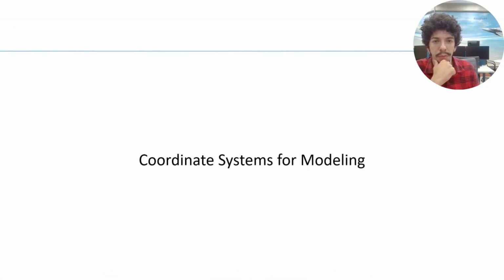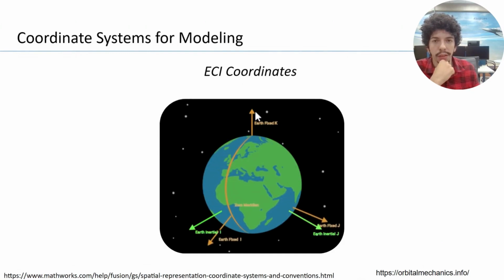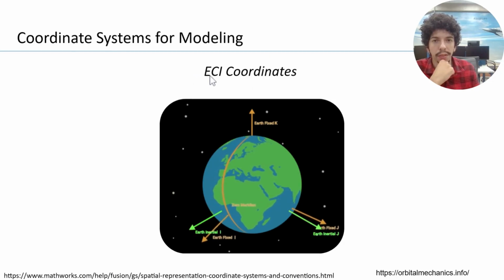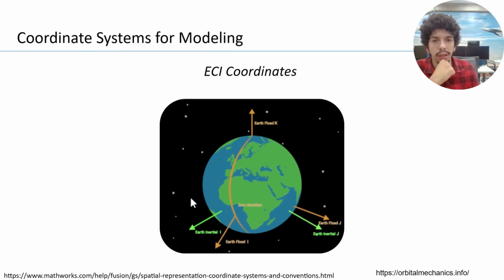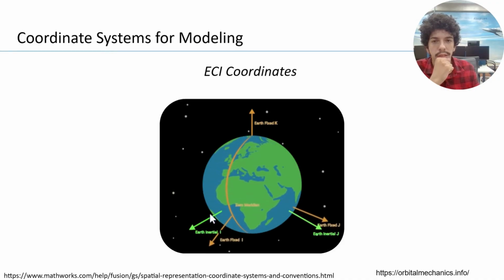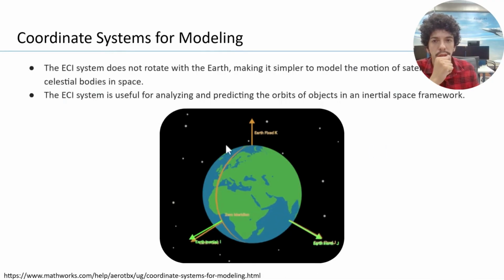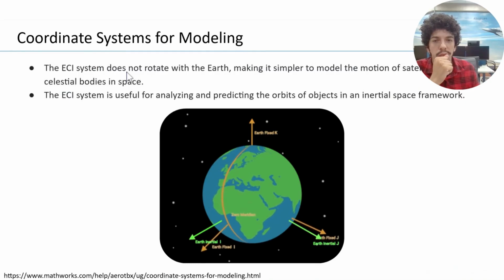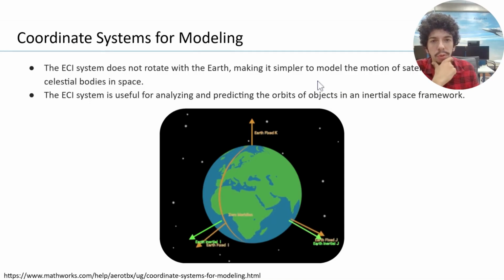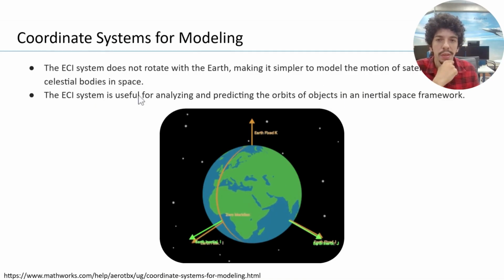Coordinate systems for modeling. First we have ECI coordinates, named Earth-centered inertial. In this topic, the coordinate system is static, it does not rotate with the Earth, making it simple to model the motions of satellites and other celestial bodies in space.